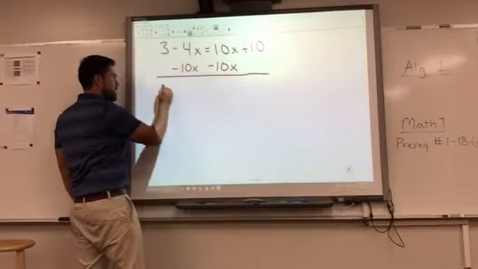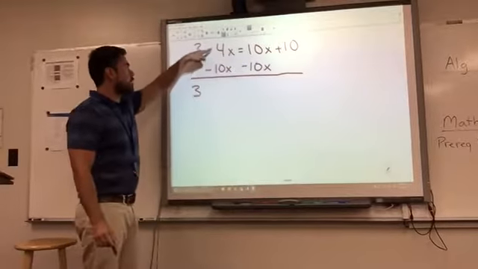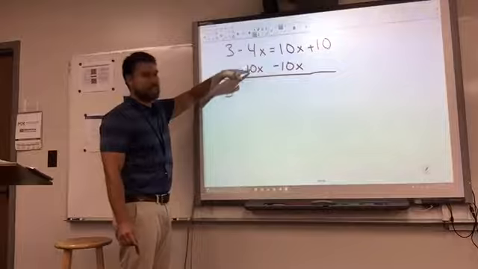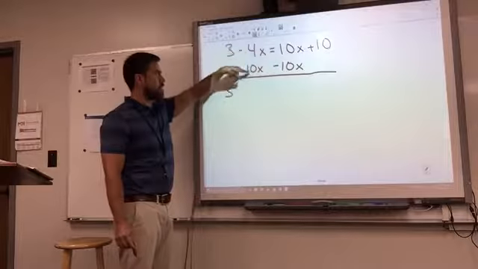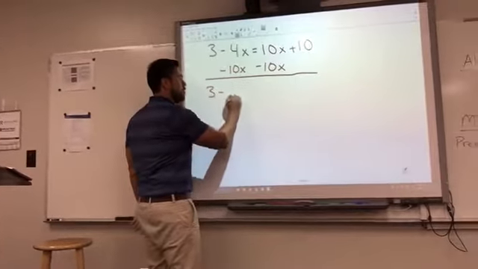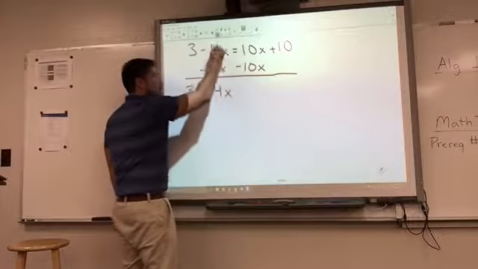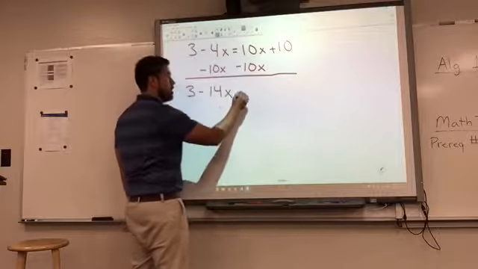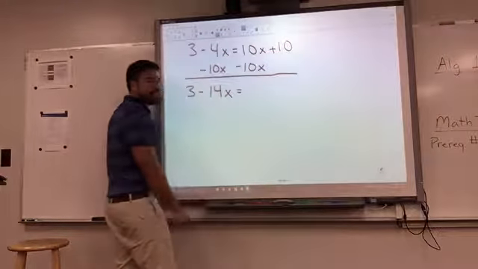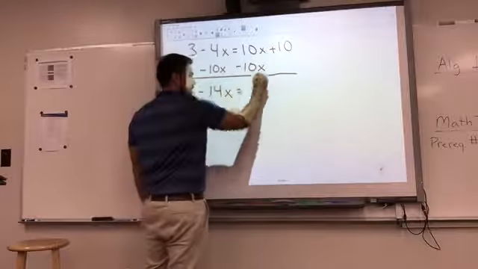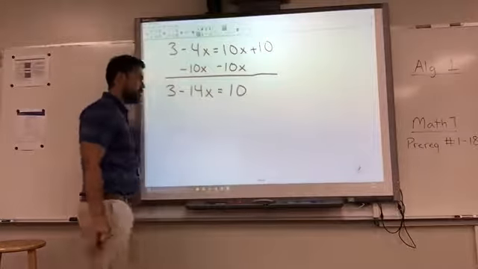So the 3 stays the same. What's negative 4x minus 10x? Or negative 4x plus negative 10x? Negative 14x. So I hope you can see this relationship right here. 10x minus 10x, 0. 0 plus 10 is just your 10 right there.